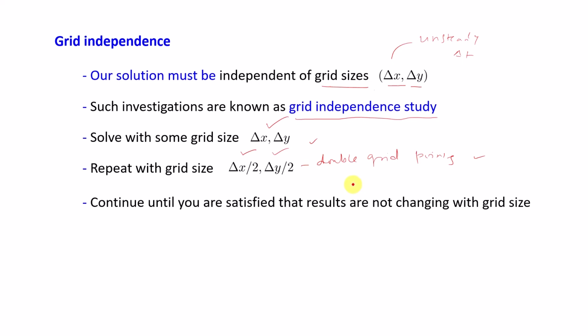In the truest sense, there will always be certain small changes as I go from delta x, delta y to delta x by 2, delta y by 2. But the point here is, is this difference acceptable? In numerical solution, we are always looking for an acceptable solution, not the correct solution. So when this difference is small enough and we think that, well, we can accept this, then that is our grid independent solution. So there is no objective definition of a grid independent solution. It is based on us, based on the requirement of the problem, what kind of accuracy we need. Based on that, we have to decide when the solution has reached grid independence.